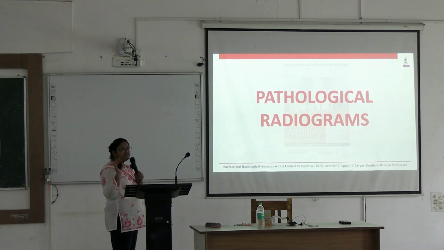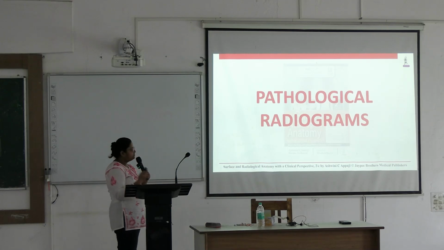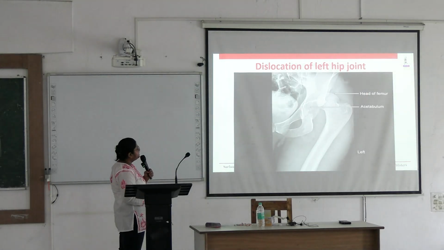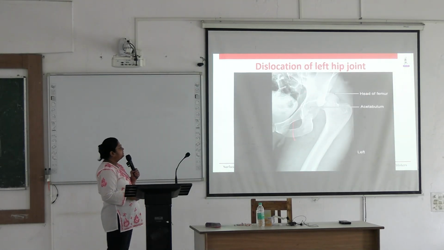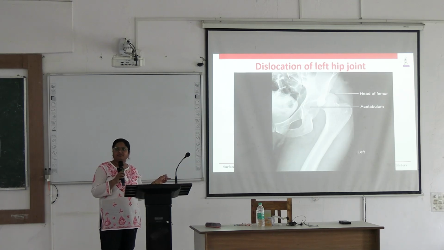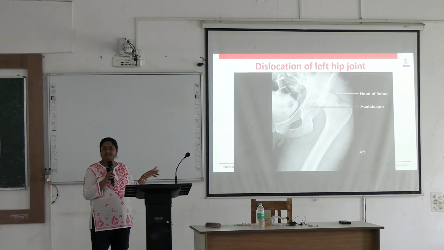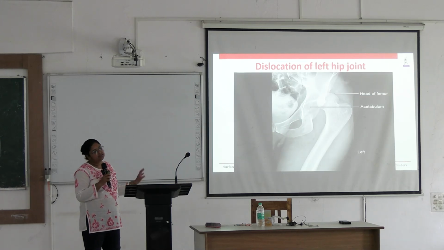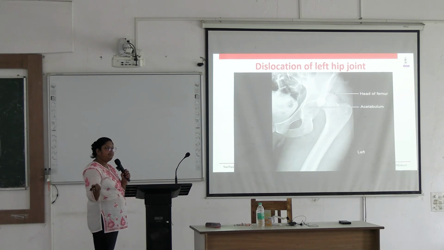So we have discussed the normal X-rays of the lower limb. Next, we are going to some pathological changes. See here, dislocation of the hip joint, left hip joint dislocation. Left and right also you have to mention. It will be written in the X-ray plate. R means right, L means left. Okay, understood? And it is always anterior posterior view for lower limb.